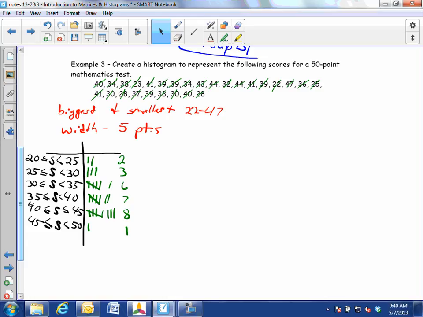Okay, have we got that so far? Now we just have to draw a graph. First what I would do is put a label. What's going to be our label? Scores. I'd say math test scores.